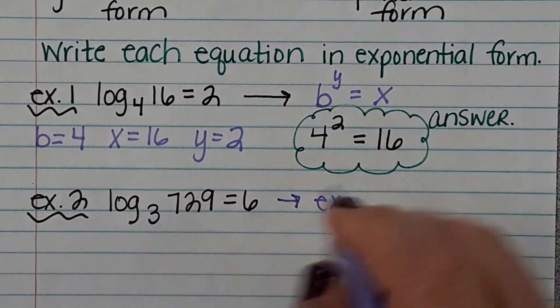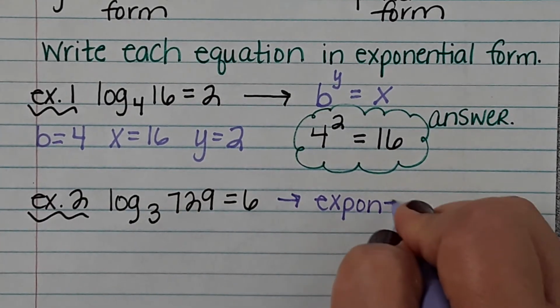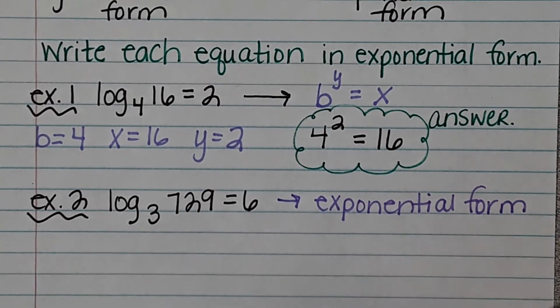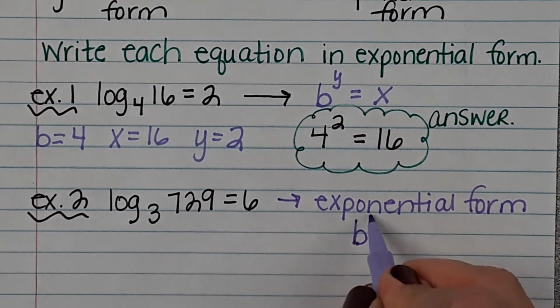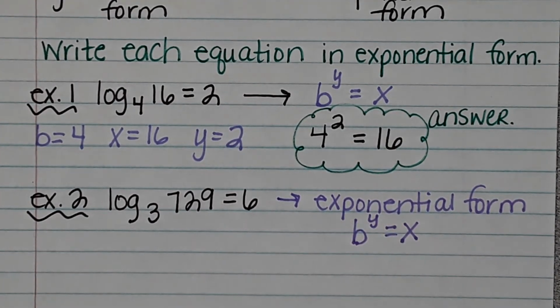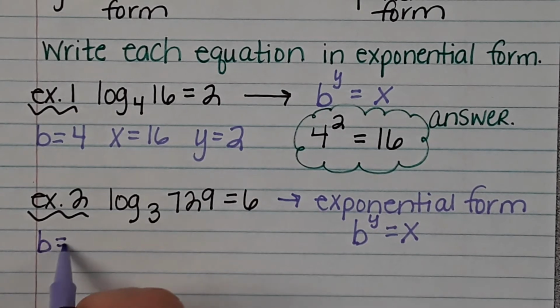Okay, so that's in logarithmic form. We're going to write it in exponential form. Exponential form again is b to the y power equals x. So anytime it is in logarithmic form, it's going to be in the same form no matter what. So when we look at this, we're going to define what b is. Now, you guys, you don't necessarily have to define b and y and x all the time, but when you're first starting out, it probably will be helpful.